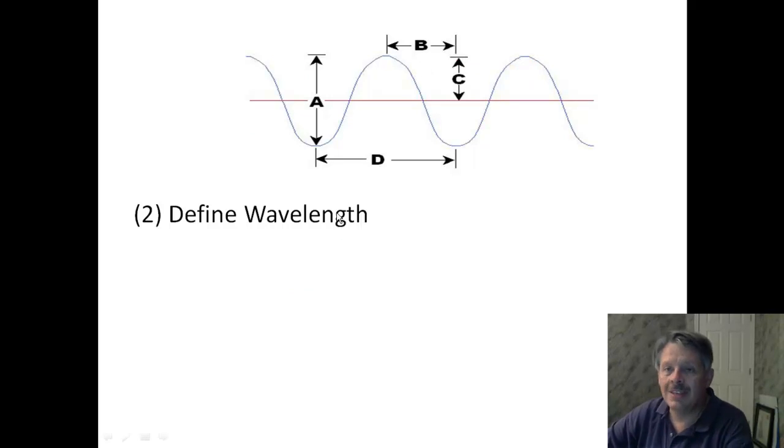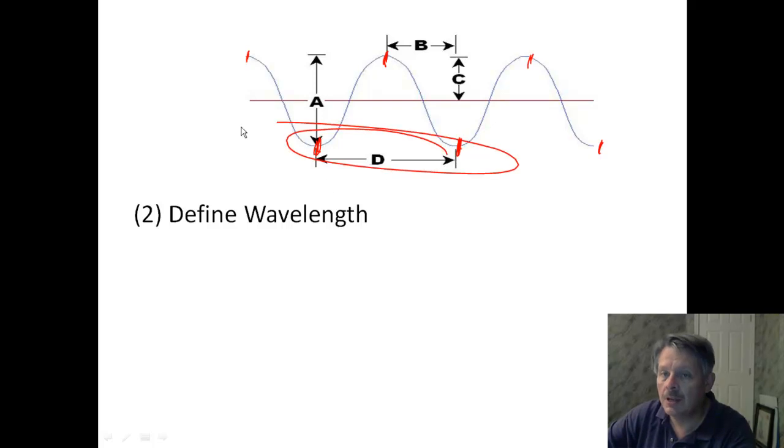And your wavelength is the length of a wave. Now it is the length from the top of this wave to the top of this wave, or the top of this wave to the top of this wave. Or it could be from the bottom of a wave to the bottom of a wave. It doesn't matter. Bottom of this wave to the bottom of that wave. So D is clearly your wavelength.